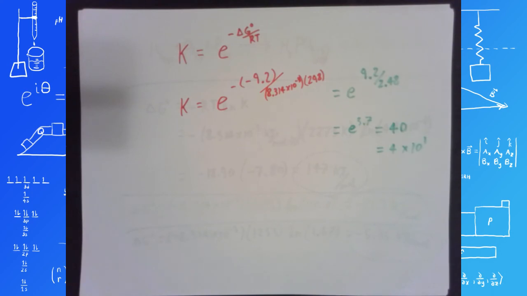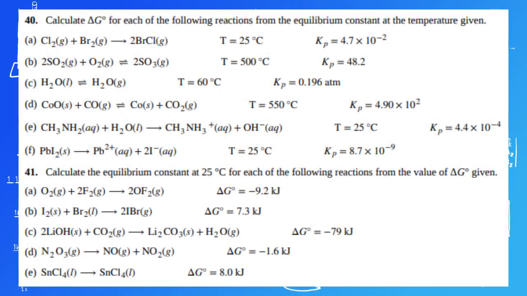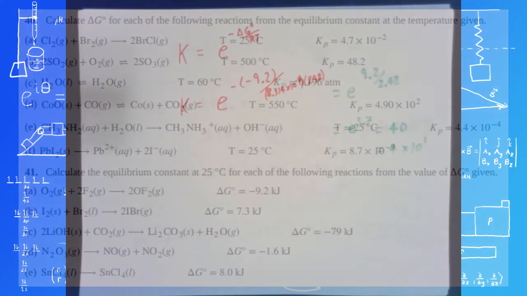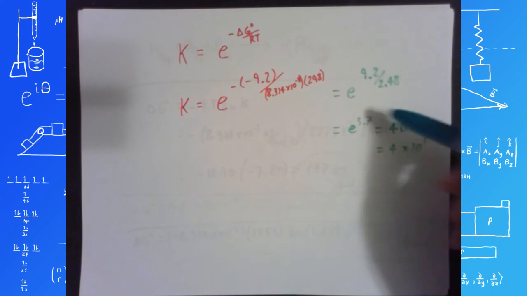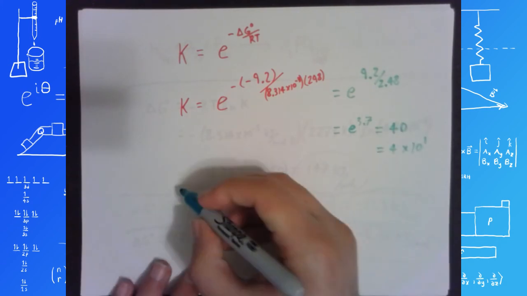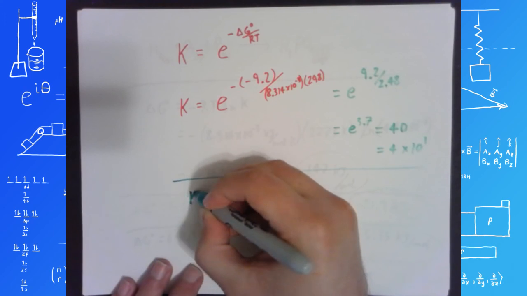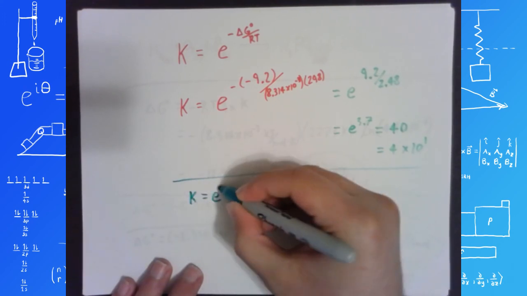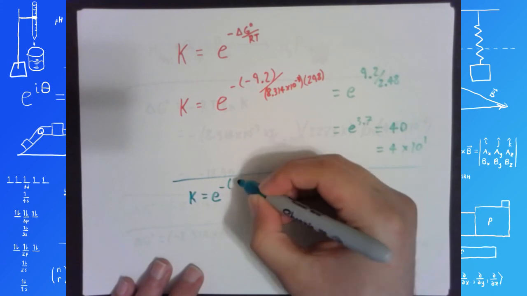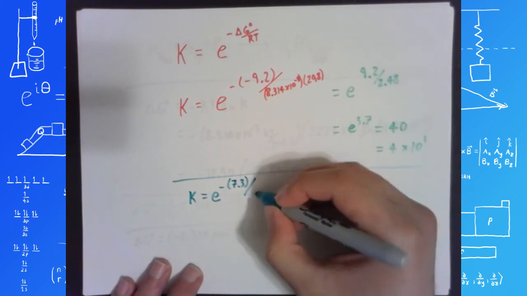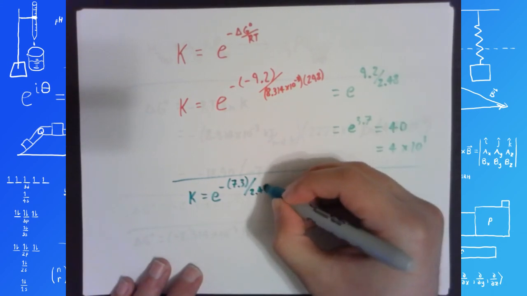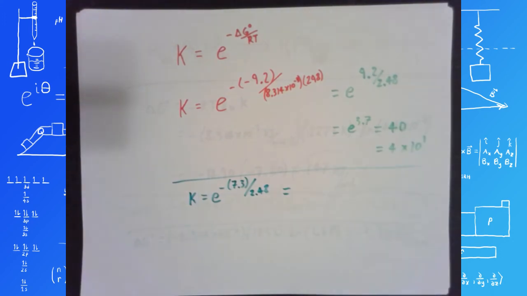Okay, part B. Same temperature. Delta G is 7.3 kilojoules. So if it's the same temperature, then it's the same RT value of 2.48. So we don't have to bother recalculating that. K equals e to the negative 7.3 kilojoules over 2.48.